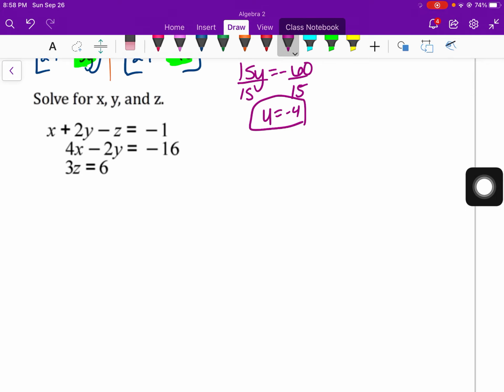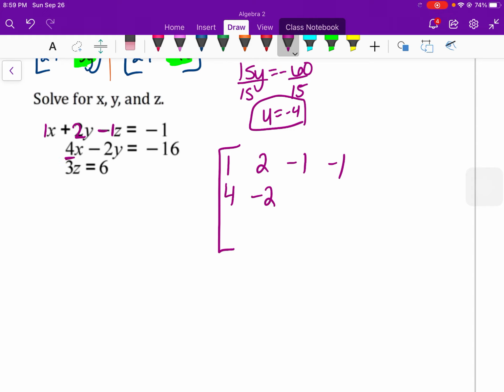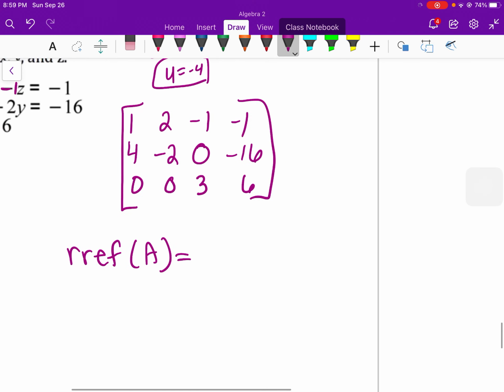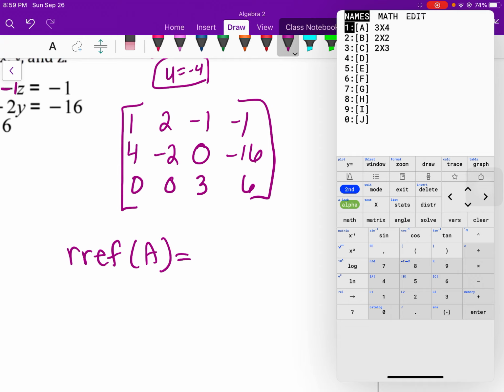And last but not least was augmented matrices. So this is the one where you just need to make sure to translate it into an augmented matrix of coefficients. So your first row would be 1, 2, -1, -1. And then you would have 4 for x, -2 for y, no z's, and then -16. And then here I have no x's, no y's, a 3 for z, and a 6. Plug that into your matrix A and run the RREF.